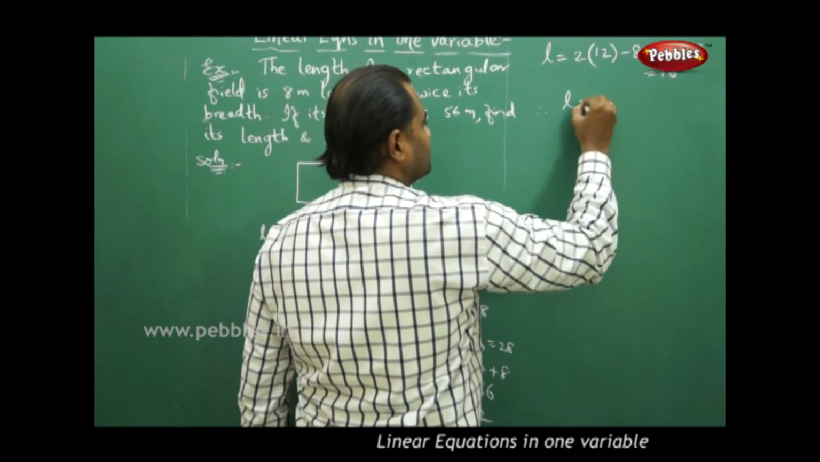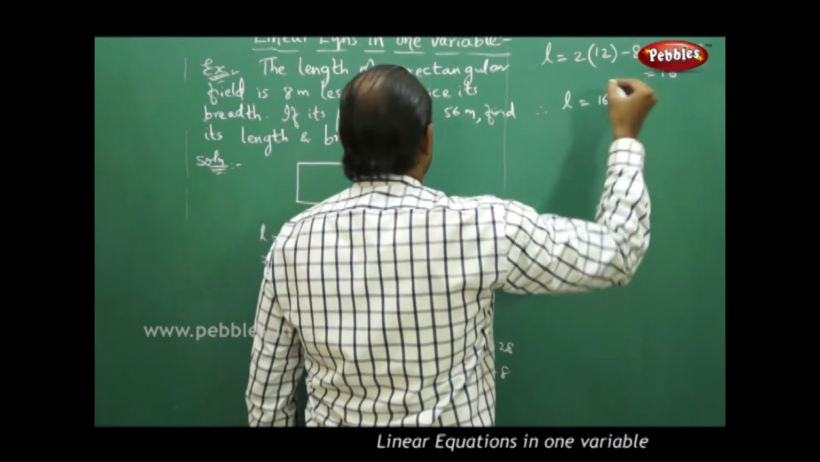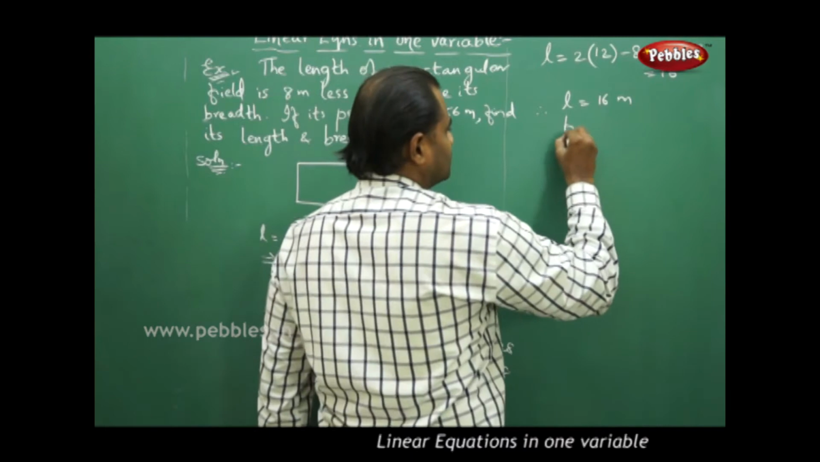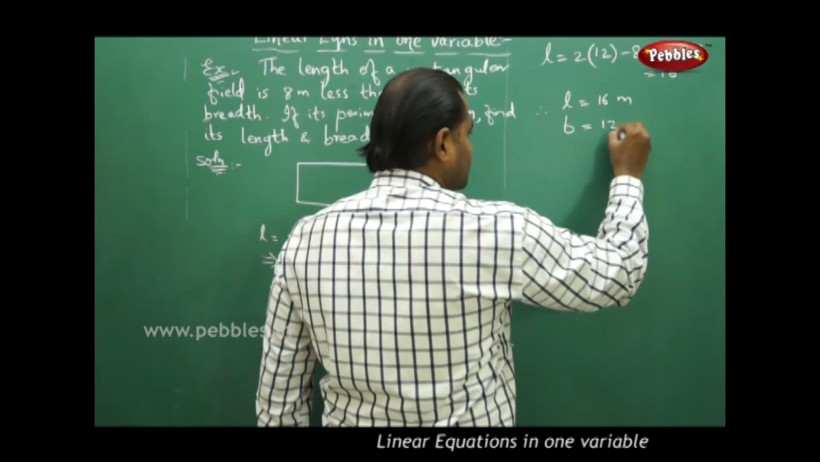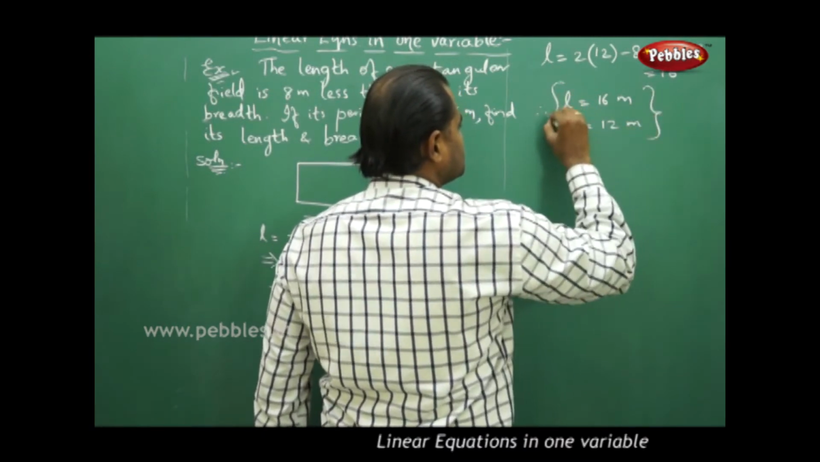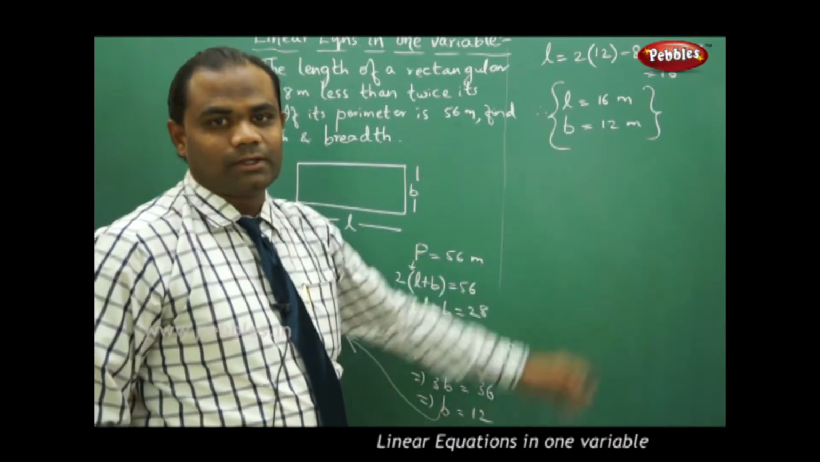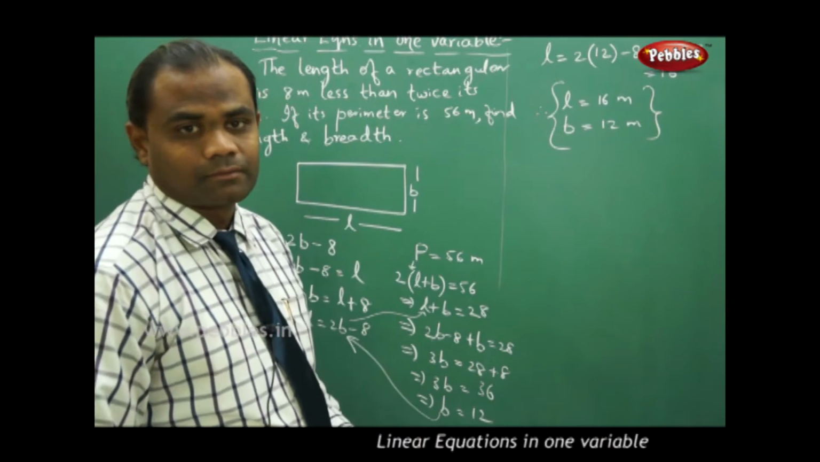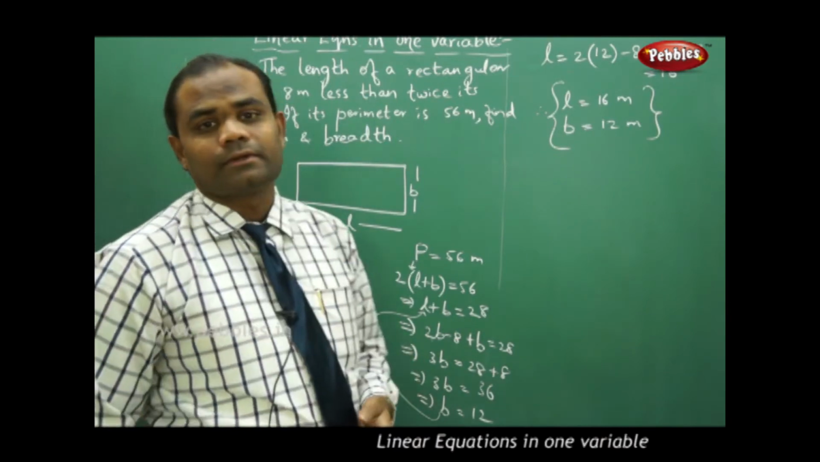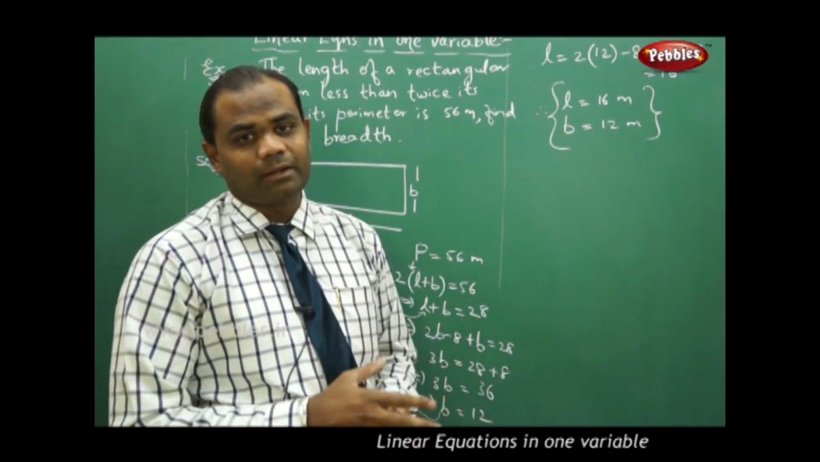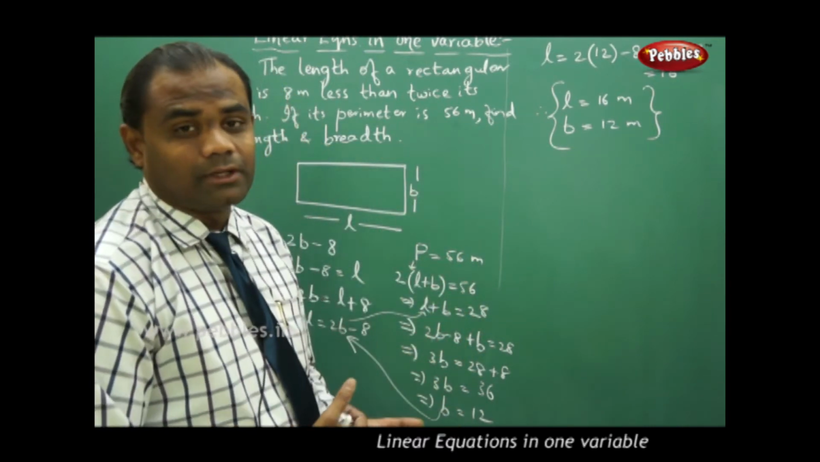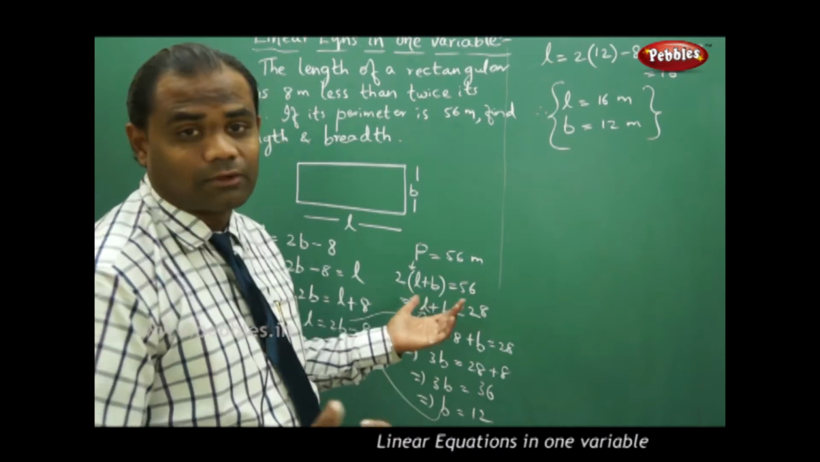Therefore my length is 16 meters because the units are given as meters, and my width would be 12 meters. So these are the dimensions of the rectangular field which is required with the given conditions. So this is how we find the connection of area and perimeter linked with finding the dimensions and then using the linear equations as one of the applications.